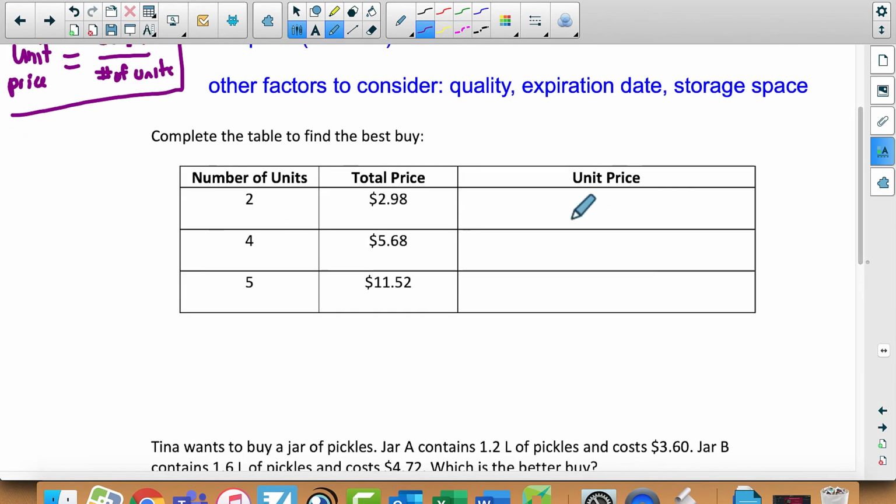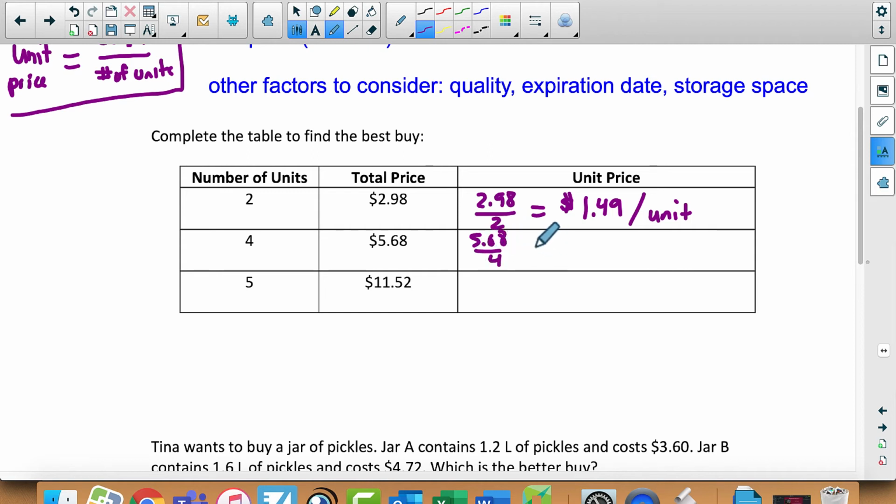So in this case, if we want to know the unit price, I would take $2.98, which is the dollar amount, and divide by how many there are, 2. And if I divide that, I get $1.49. Now I need to put units down. Dollars per what? Per unit. $1.49 per unit.